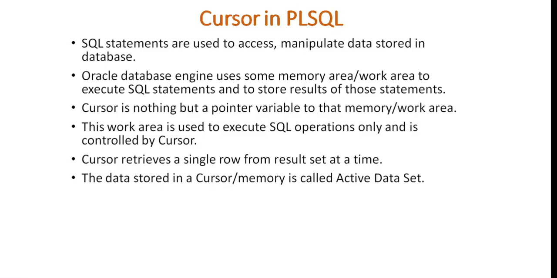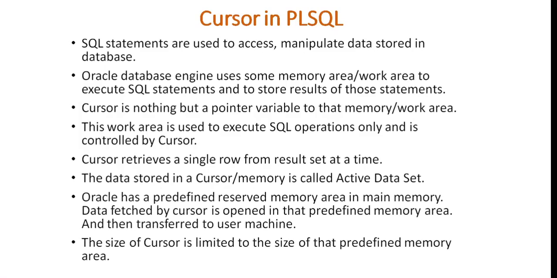It is called as an active data set because that data, that row which is fetched by cursor from table is active for the operation or which is currently in use. That's why it is called as active data set. Okay. Oracle has a predefined reserve memory area in main memory. So whatever memory area or work area reserved for executing SQL statement by Oracle, that area is reserved in main memory. And the data fetched by cursor is opened in that predefined area and then transferred to user machine.